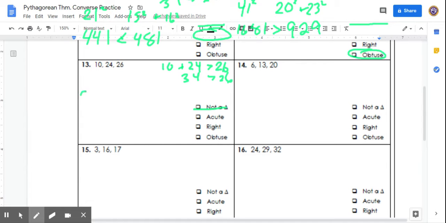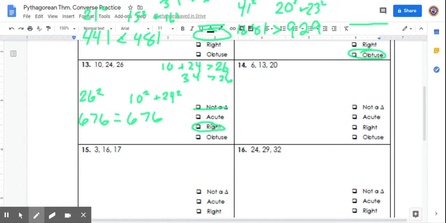Then we need to check if c squared is equal or greater or smaller than a squared plus b squared, so the two smaller sides, 10 squared plus 24 squared. So 26 squared is 676. 10 squared plus 24 squared is 676. So those are equal to each other, which means it's a right triangle.